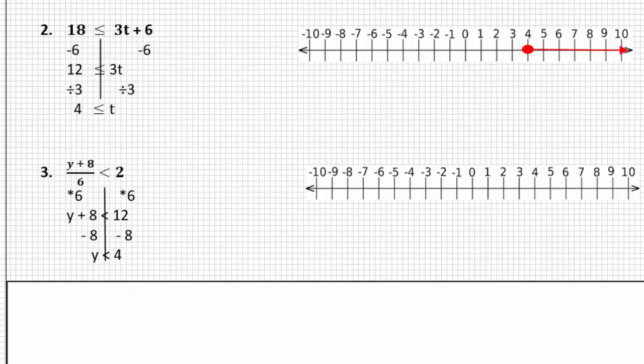And on the graph, I'm going to put an open circle at 4, and then highlight everything to the left of 4 on the number line to show that all these numbers could be y, since all of them are less than 4. Let's go ahead and try one final problem.